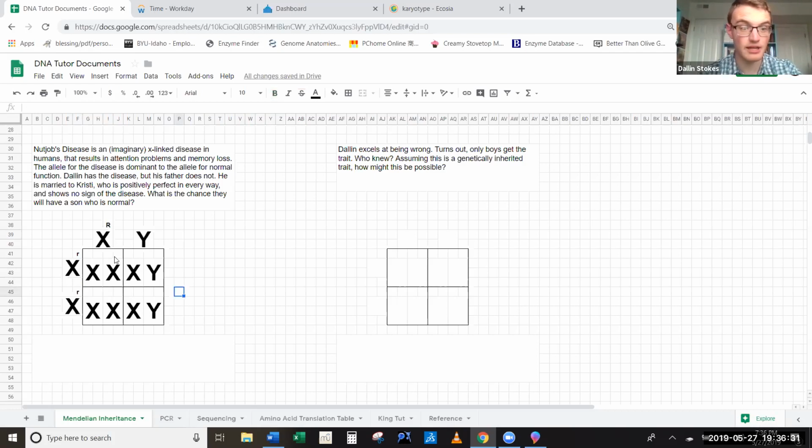Now what cross do I end up with? I end up with X big R, X little r, X little r Y, X big R, X little r, and X little r Y. All right. What is the chance that they will have a son who is normal? Normal, remember, is the little r allele.